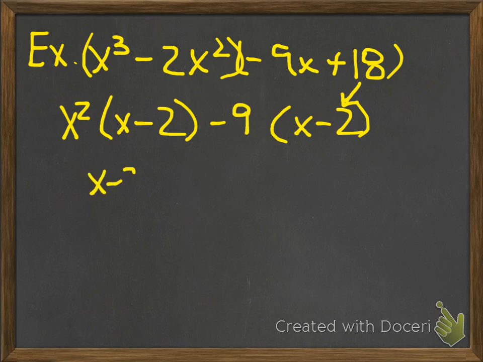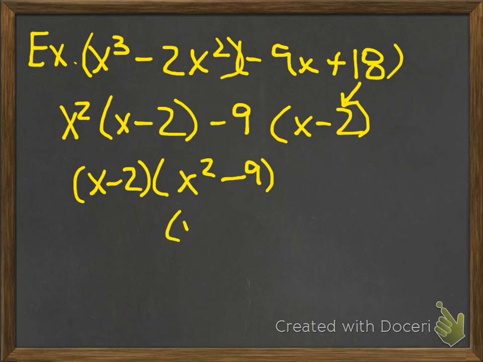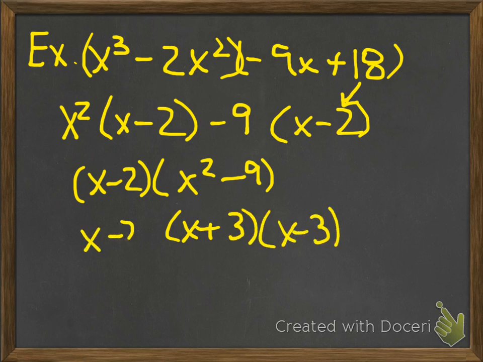So now I'll write x minus 2, parentheses x squared minus 9. Since that's a minus 9, I can factor that further and say that's x plus 3, x minus 3. If it had been plus 9, I wouldn't have been able to do anything else. If it had been, say, minus 10, I wouldn't have been able to do anything else because, again, we're only doing those if they are perfect squares. So like 4, 9, 16, 25, like that.